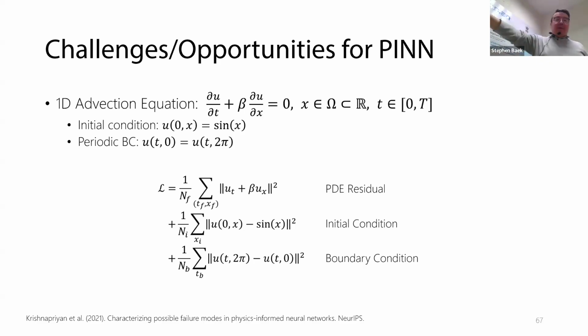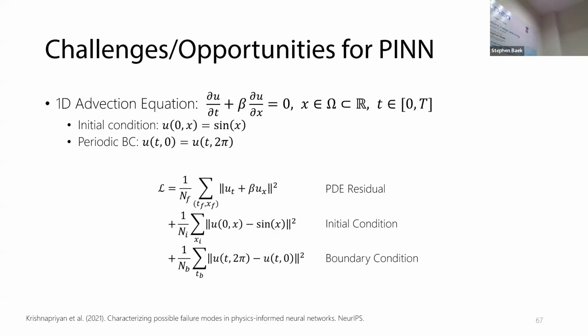So here is one particular paper by Krishnapriyan et al. in 2021, where they investigated PINN in more depth, and they came up with a set of benchmark test problems to reveal pros and cons of PINN. One of the benchmark problems that they came up with is the 1D advection equation.